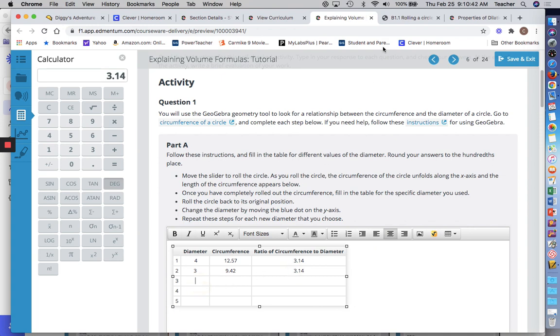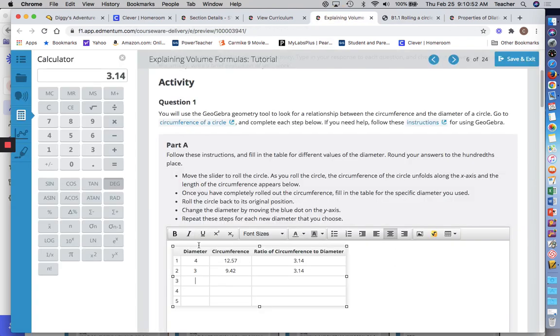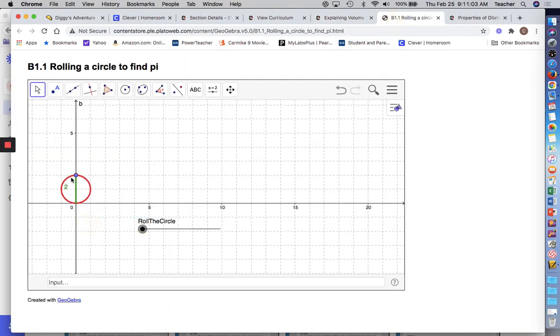All right, well, let's see. What do I want my diameter to be next? How about I move it to a 2? All right, so diameter is 2. Circumference is 6.28. 6.28. That's going to divide to get 3.14. All right, how about I change it to a 1.